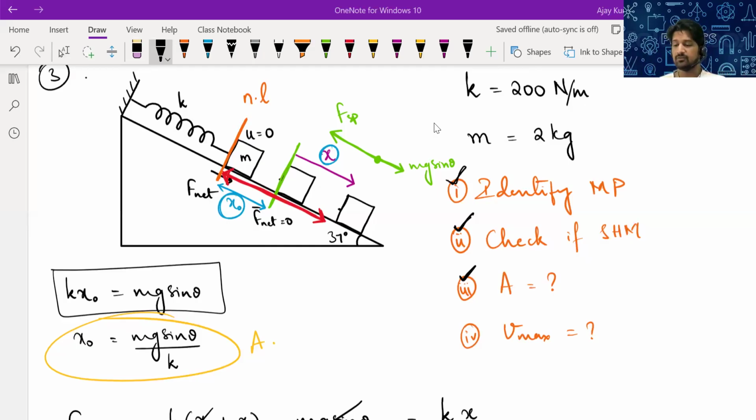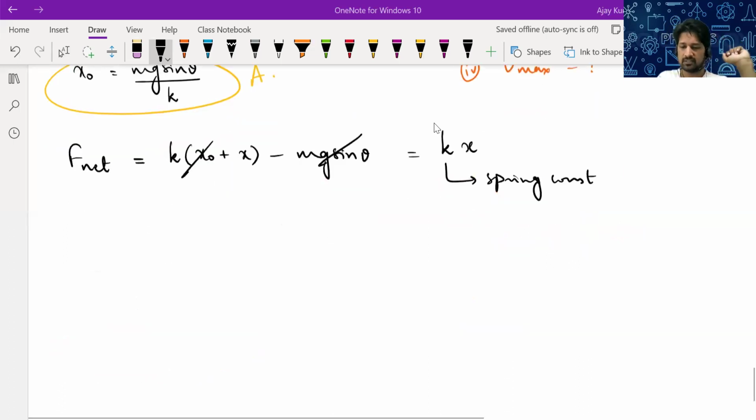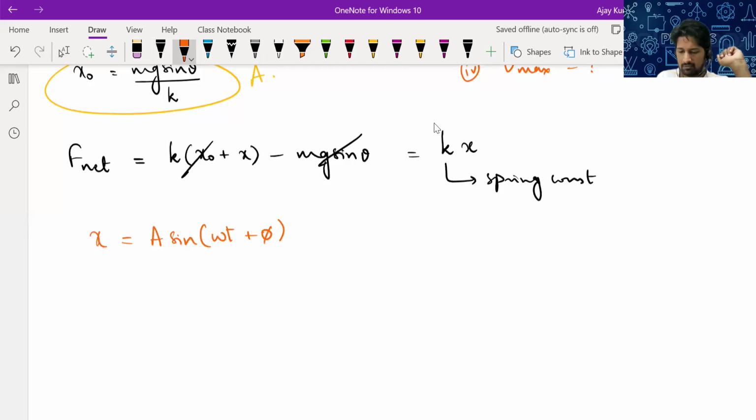But we have confirmed that this block executes simple harmonic motion. Now you go back to the mathematical equations that we derived for SHM. The position-time equation, or the displacement-time equation, was like this: x = A sin(ωt + φ). The velocity-time equation was like this: A ω cos(ωt + φ). And the acceleration-time equation was like this: −A ω² sin(ωt + φ).